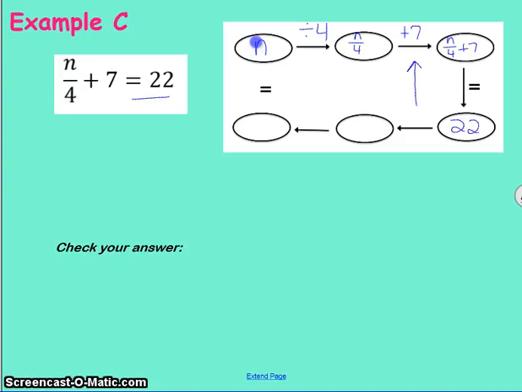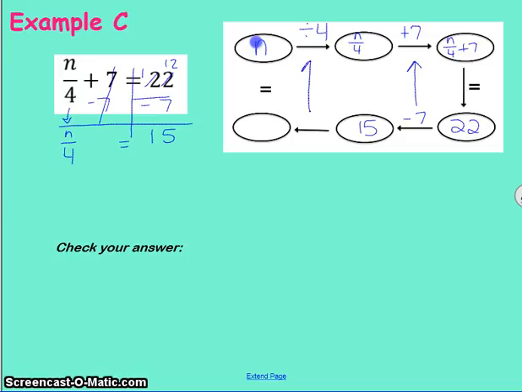Now I have to look up here. So the opposite of addition would be subtraction, so I need to subtract 7. Well, 22 minus 7, let's go ahead and do that. 7 minus 7 is 0. Those cancel each other out, so I'm going to bring this down. n divided by 4 is equal to 22 minus 7. Well, I can't do 2 minus 7, so I've got to borrow. This becomes a 1. This becomes a 12. 12 minus 7 gives me 5. And then I bring down the 1. So now what I have is n divided by 4 is equal to 15. So 22 minus 7 gave me 15.